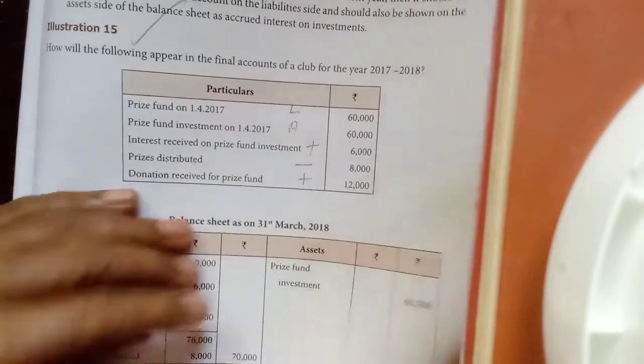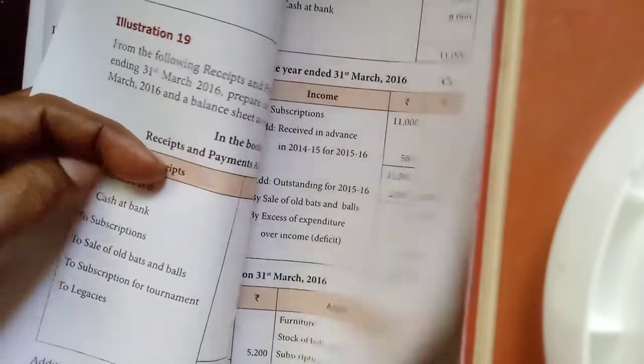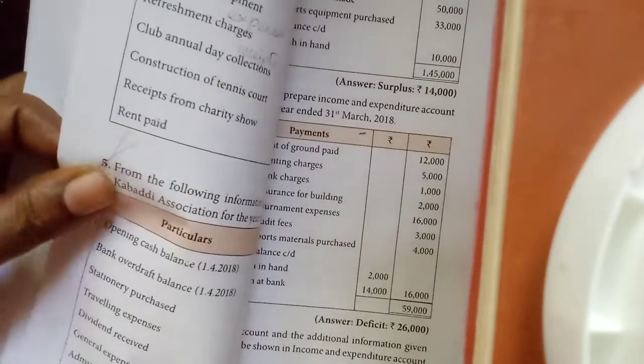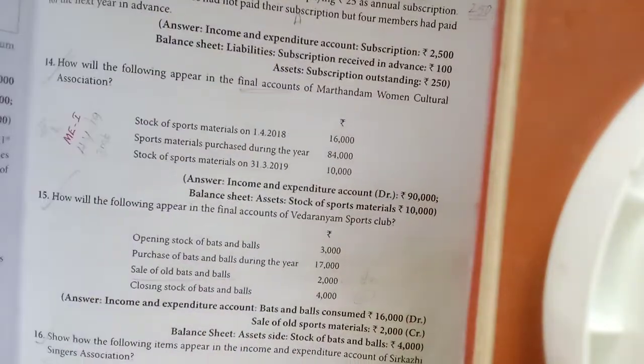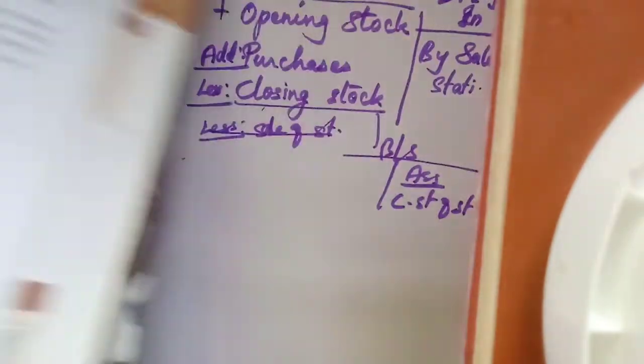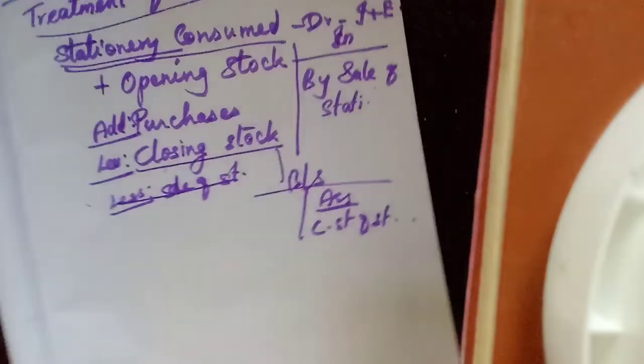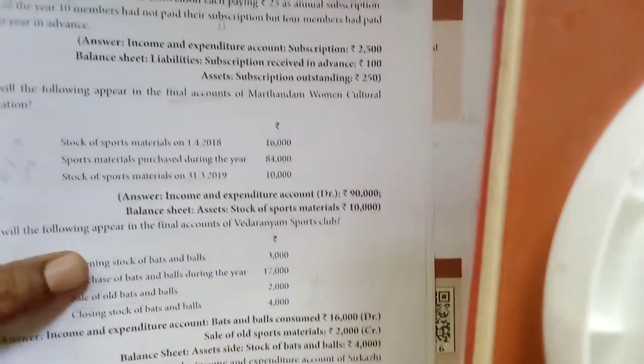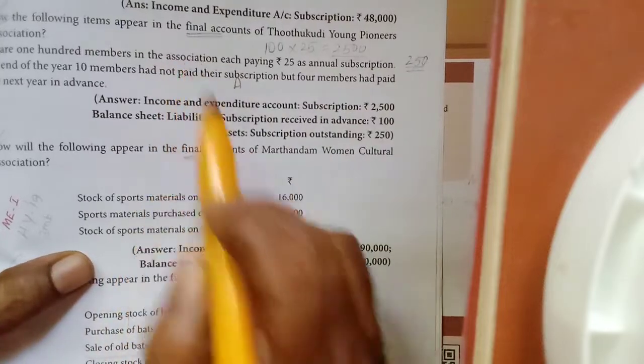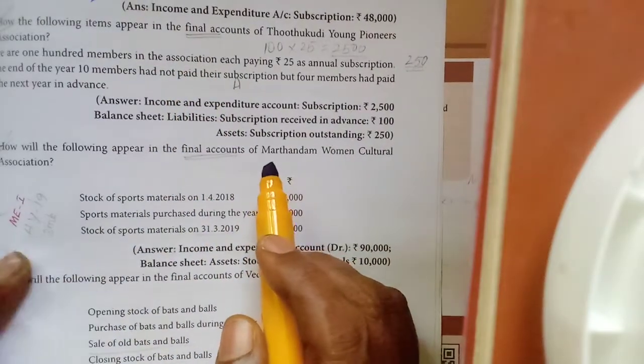Then shall we do the exercise? Yesterday we have completed up to the 12th exercise, isn't it? Exercise 12 we have completed. Exercise 13 is related to subscription only. We will finish this one, then we will come to these consumable items.